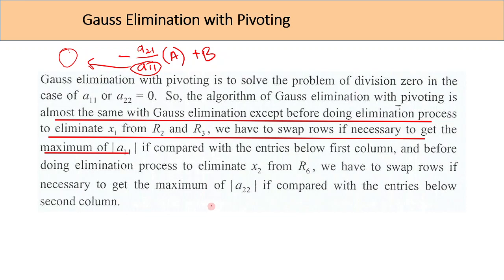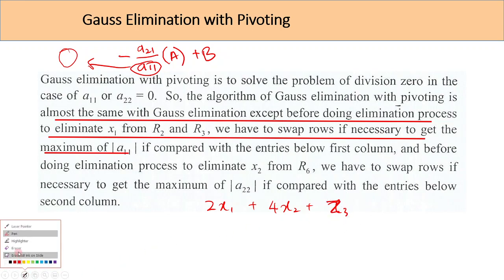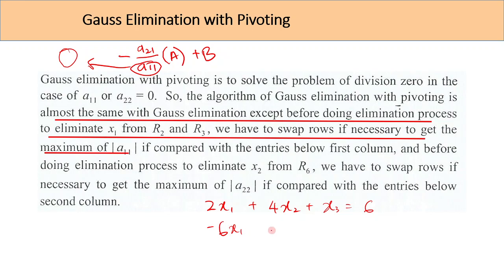For example, we have 2x1 plus 4x2 plus x3 equal to 6, and then negative x1 plus x2 plus 2x3 equal to 1, and then 4x1 plus 2x2 plus 2x3 equal to 7.